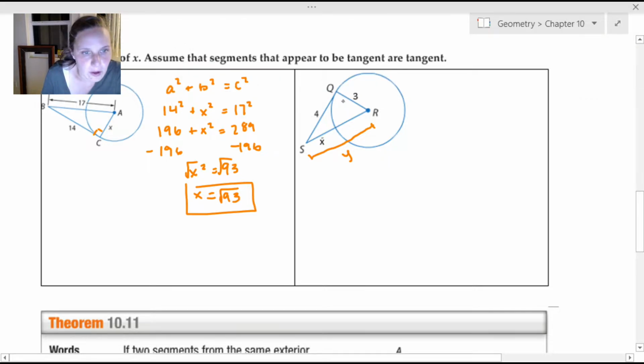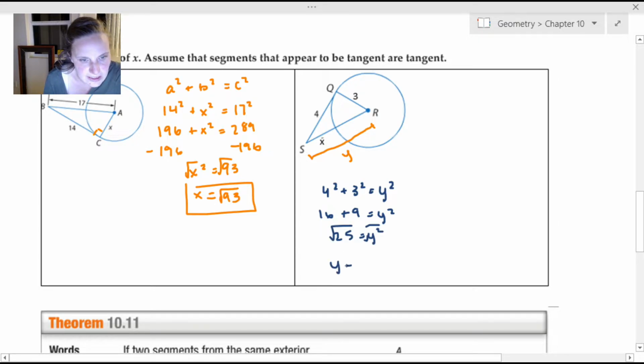First, we set up our original Pythagorean theorem. 4 squared plus 3 squared is going to be equal to this whole segment squared, which is y squared. So we get 16 plus 9 is equal to y squared, and we get 25 is equal to y squared. We take the square root. We get y is equal to 5. If you recognize that this is going to be a 3, 4, 5 right triangle, props, because that happens a lot. So this is a 3, 4, 5 right triangle. But if you didn't, that's fine too.